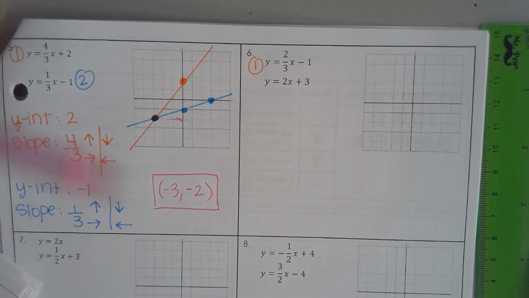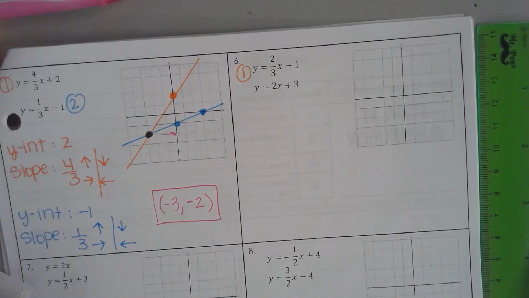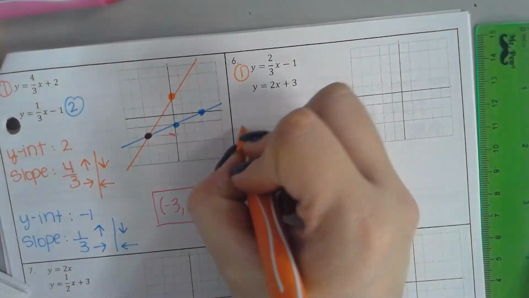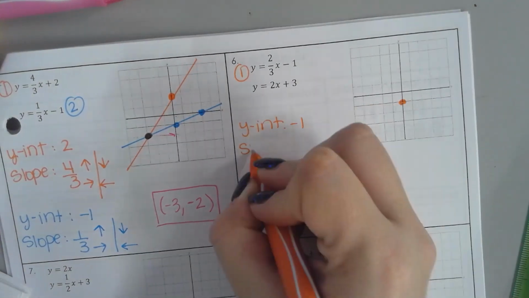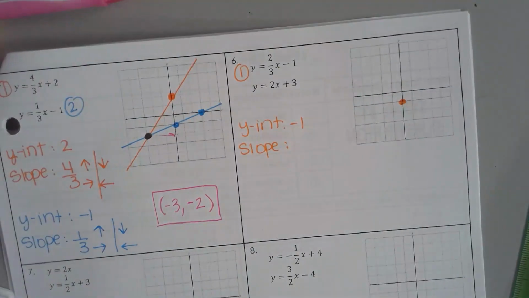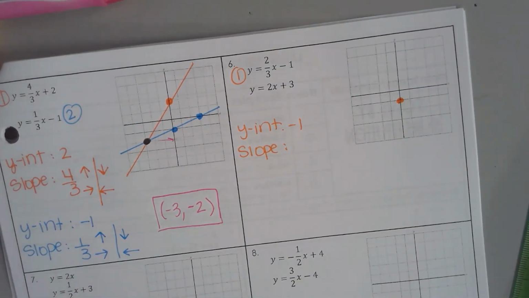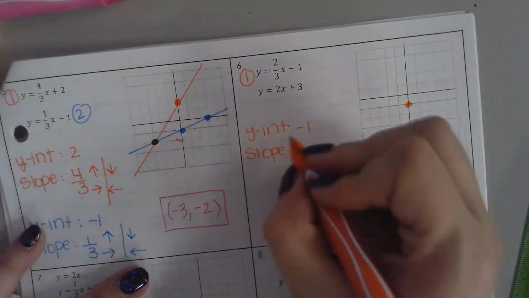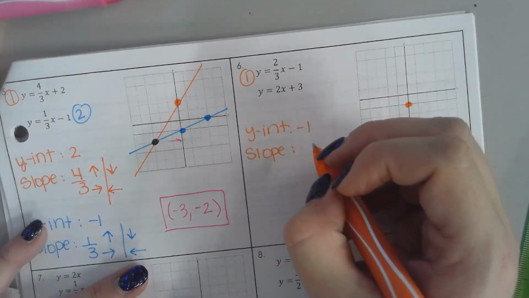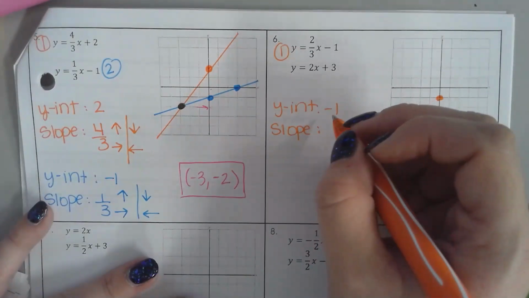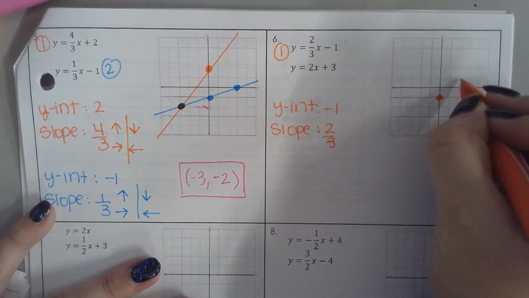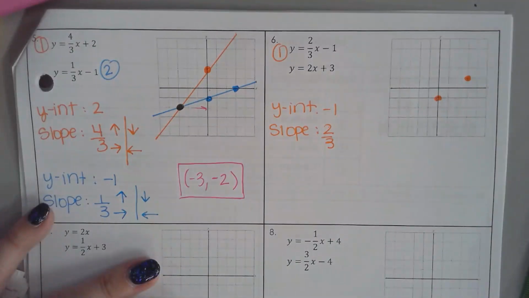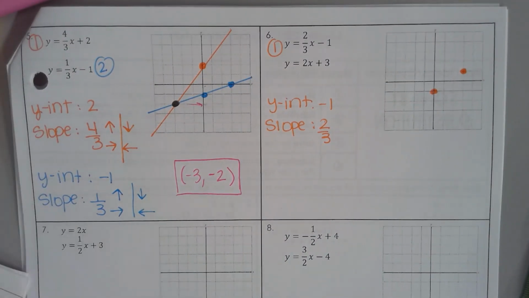Alright, what is the y-intercept of that first line? Callie? Yep, -1. And then the slope. Dalton, what's my slope? First line of number 6. 2 over 3. Yep. So I'm going to count up 2, right 3. Or I could switch and go down and left.